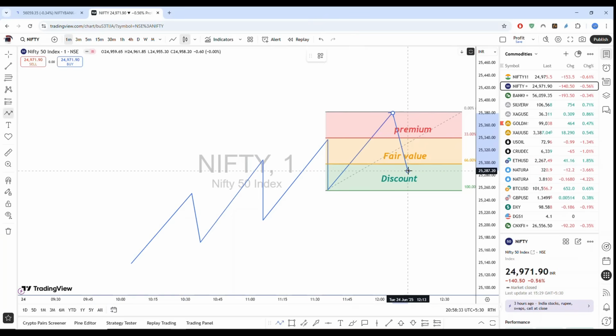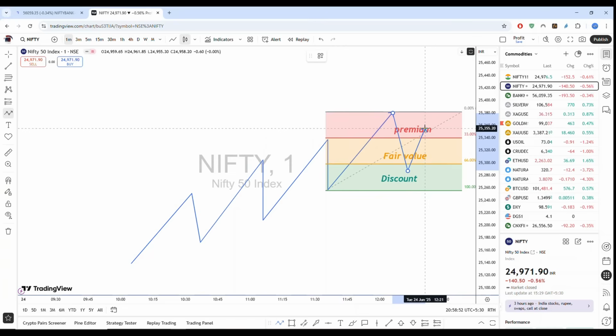When the market is in your fair value or discount areas, then you plan whatever system you have. It doesn't matter what you are using, but that should activate in these areas, so that you are not part of the liquidity. Most of the liquidity is taken on the premium and fair value areas.